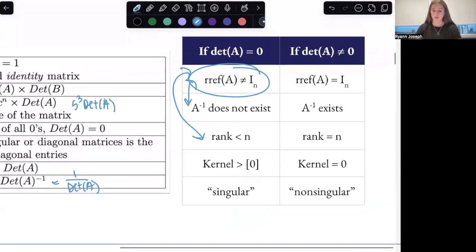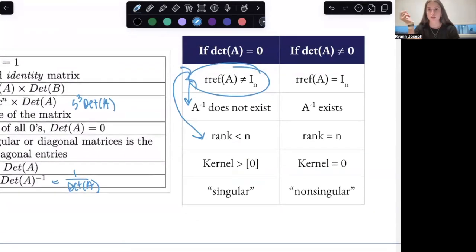It's just a term. So if the determinant is non-zero, we're switching all of these. That means that the reduced echelon form is the identity matrix, again, which tells us that the inverse of the matrix exists. It has full rank. The kernel, we say, is the trivial solution, is what we call it. Which means it's empty. You can say it's empty. It means it's set equal to 0.